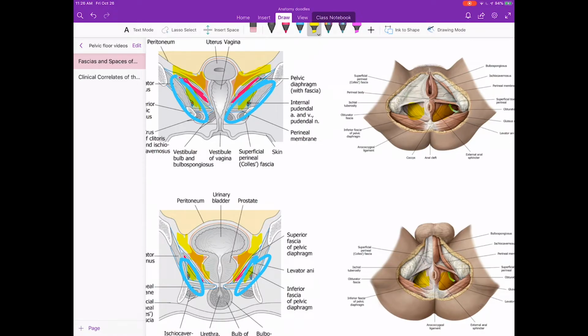So what's important here is understanding where this coronal image is. This coronal image, the coronal images on the left, are cuts through here and through here. We're not seeing cuts in this region in the anus. The images on the left are completely different.